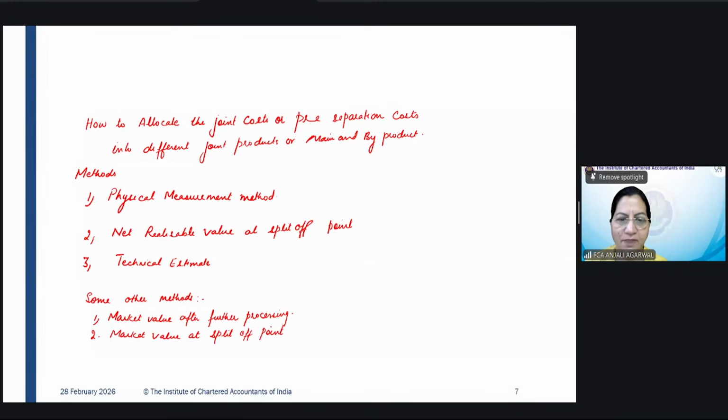We will take the examples of each of them. The third one could be your average unit method. So maybe product A is made 1000 units, product B is made 200 units. So we will divide the total joint cost in the ratio 1000 is to 200, that is 5 is to 1. And fourth could also be the contribution margin approach.